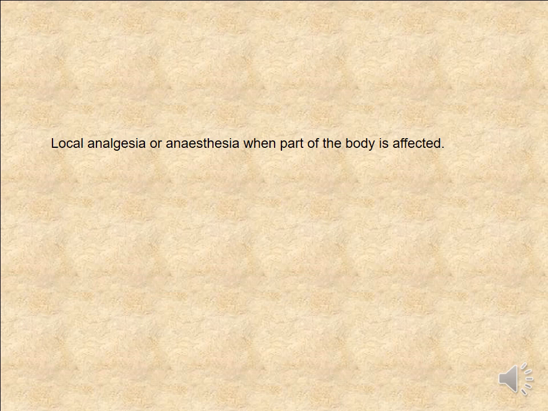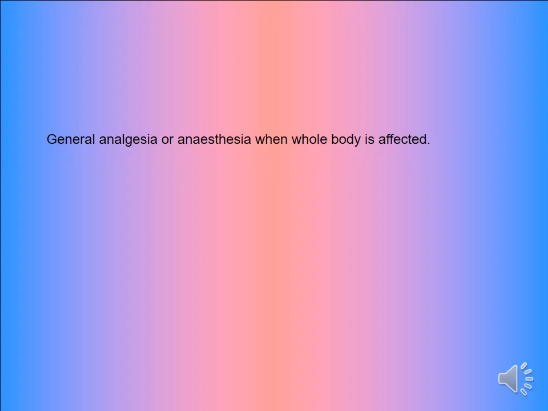We have two categories for analgesia or anesthesia. The first one is called local analgesia or local anesthesia when part of the body is affected. فقط المنطقة اللي تعطي فيها الانالجيزيا والانستيزيا راح تتأثر nerve fiber. We have general analgesia or anesthesia when all the body is affected. في حال كل جسم يتأثر بالانالجيزيا or anesthesia call it general.